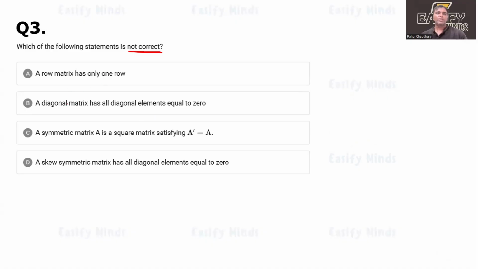A row matrix has only one row. A diagonal matrix has all the diagonal elements equal to 0. Symmetric matrix is a square matrix satisfying A transpose equals A. And a skew symmetric matrix has all diagonal elements equal to 0.